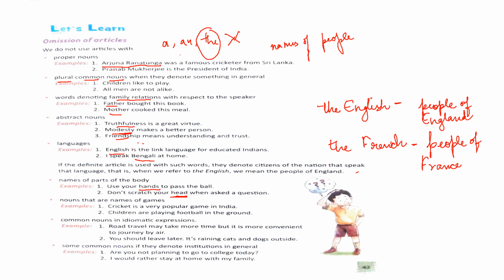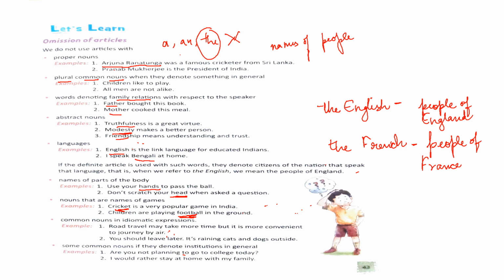Next is nouns that are names of games. Like "Cricket is a very popular game in India." "Children are playing football in the ground." Cricket in the first sentence and football in the second one are names of games. You do not use articles with them either. These are rules, children, that you must remember. You should not use them with names of games.